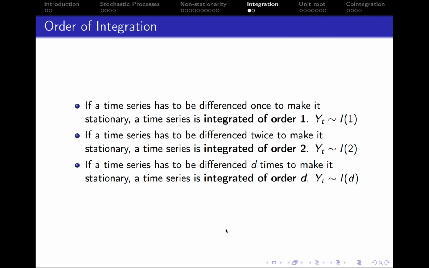However, if a time series has to be differenced 2 times to make it stationary, a time series is said to be integrated of order 2. And actually, this is how we denote integration. And obviously, if a time series has to be differenced d times to make it stationary, a time series is integrated of order d. But trust me, most often, the economic variables are integrated of order 1. Quite rarely they are integrated of order 2, and I think almost never they're integrated of order 3 or 4 or higher.